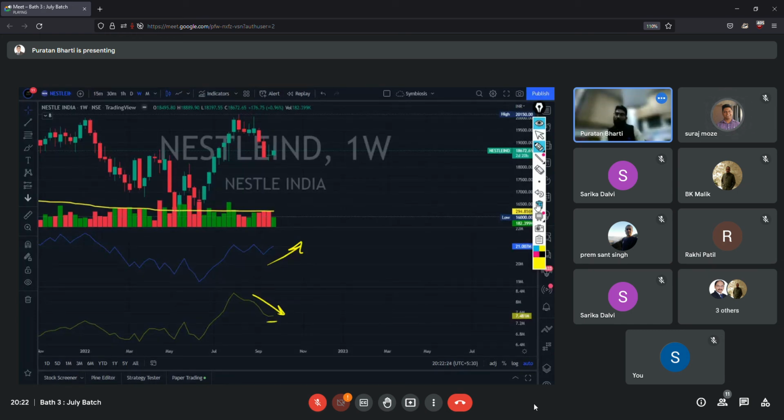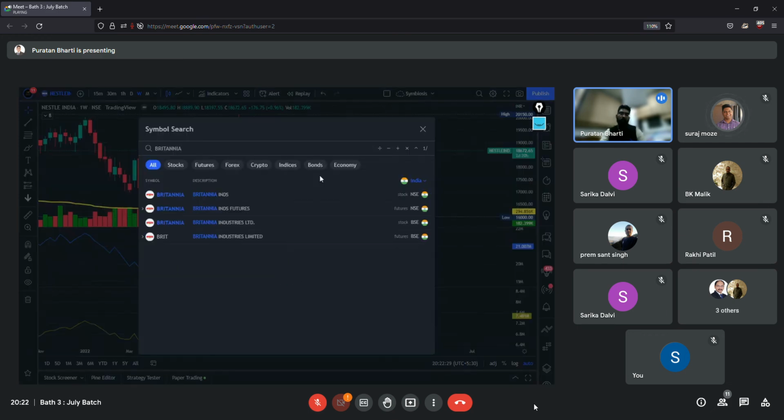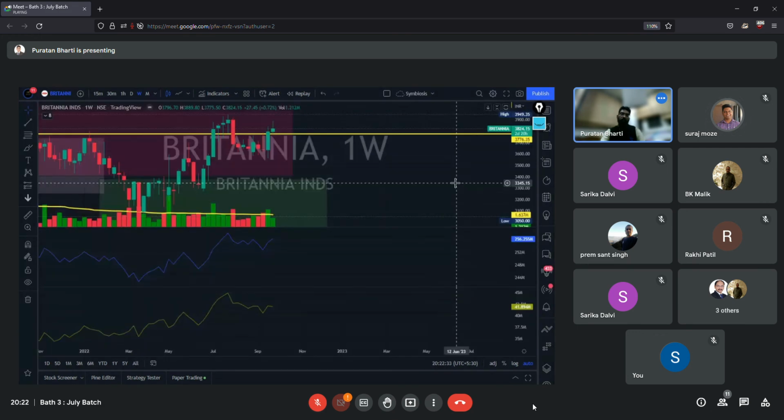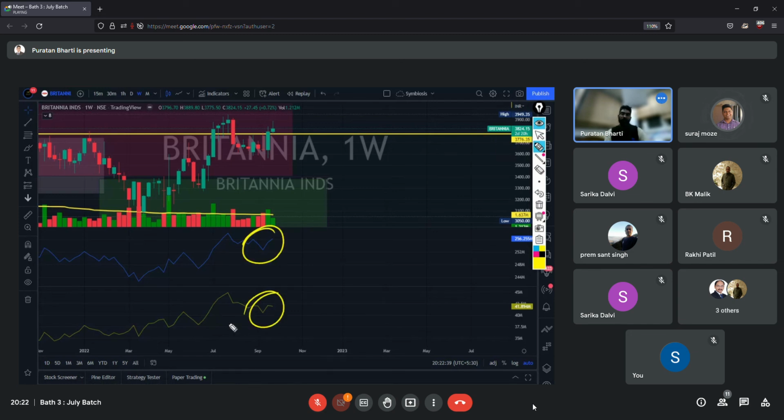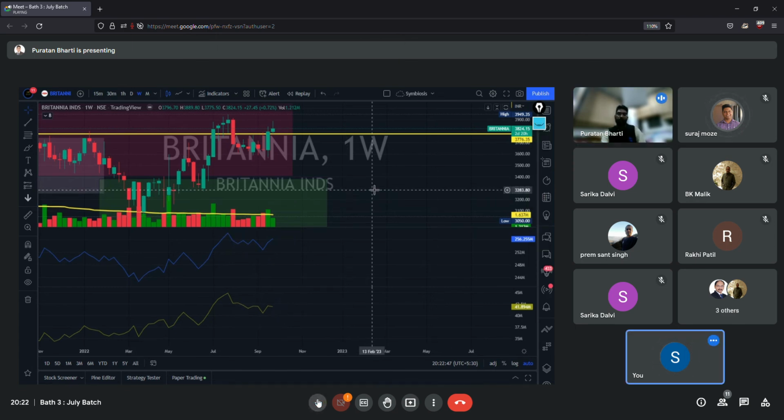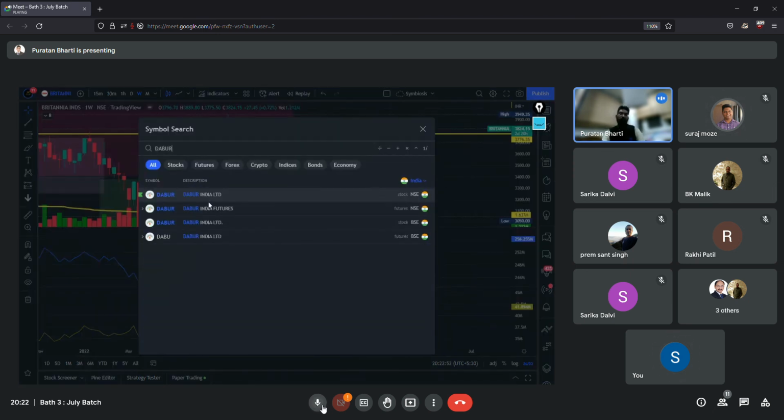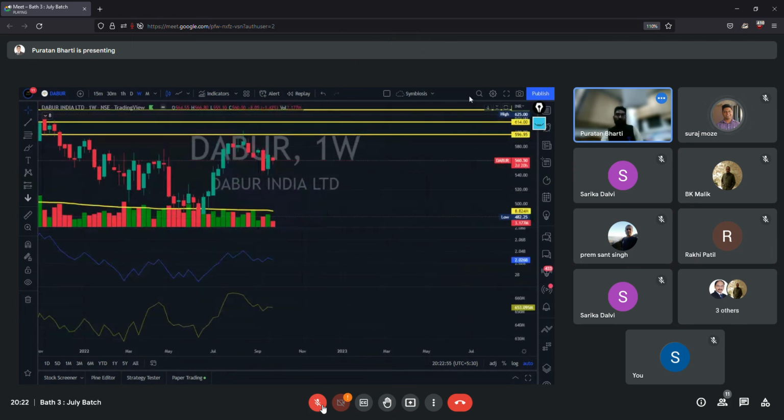So far, Nestle. I would also like to show you Britannia. What do you see here? Do you see there is a difference between Nestle's movement and Britannia's movement? Do you agree? Yes or no? Do you think there is a difference between Nestle and Britannia? And we will take Dabur now. Look at this one. So at least they all seem to be in the same direction.